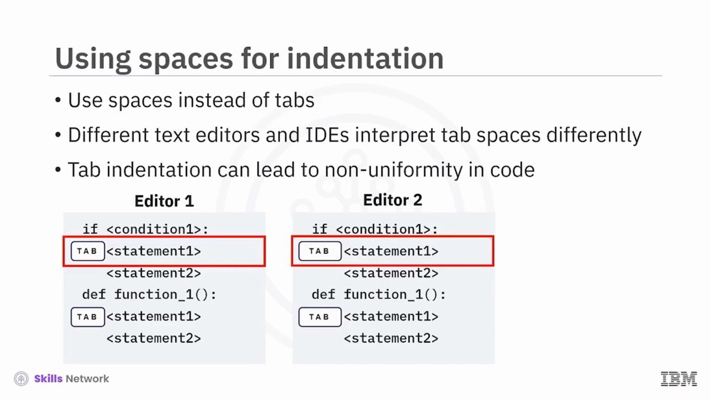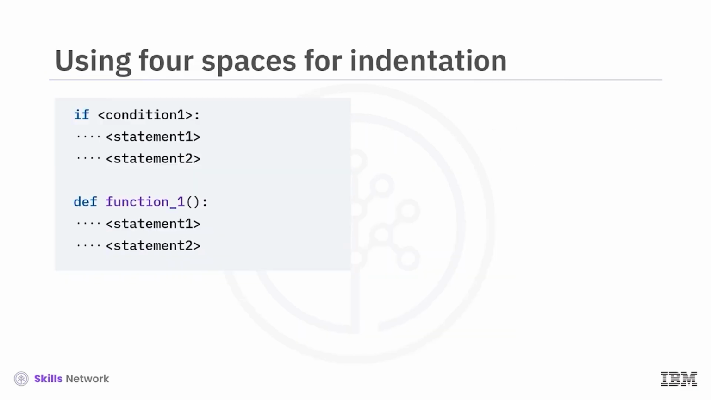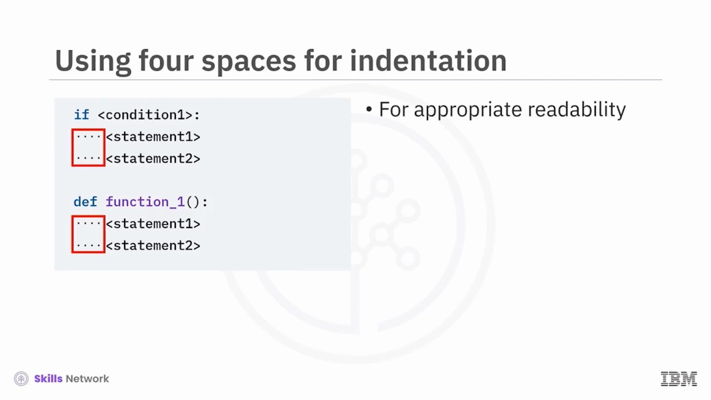To avoid such errors, you should use a consistent number of spaces when indenting your code. For uniformity, the guideline is to use 4 spaces for every indentation level in a code. 4 spaces for an indentation are sufficient for appropriate readability. Please note that the 4 dots have been added before statement 1 and statement 2 to depict 4 spaces.